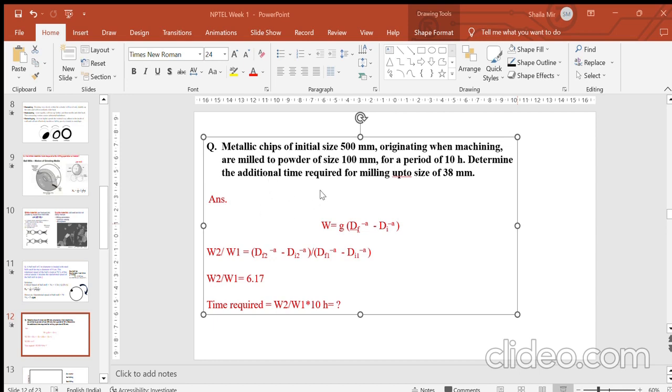So you have to take the formula which is used for calculating the energy during this milling process, which is given by G times d_f to the power minus a, minus d_i to the power minus a. These a are some empirical constants. And d_f is the final particle size, d_i is the initial particle size, right? And a is the empirical constant. So you can take a here, let's say 2, because it varies between 1 and 2. So the empirical constant you can take here as 2. The value of a here is 2.